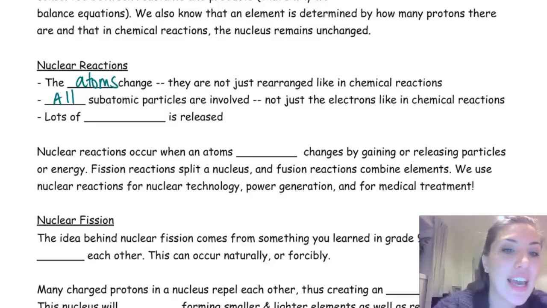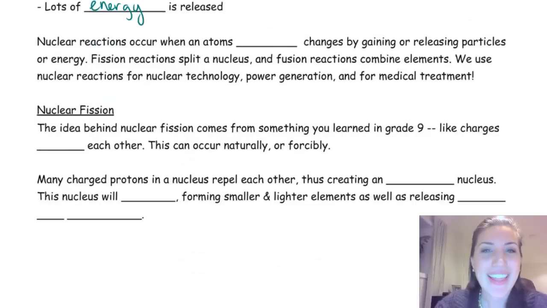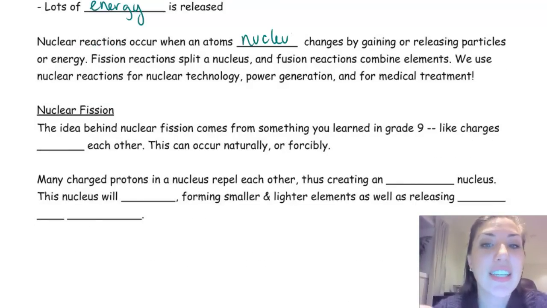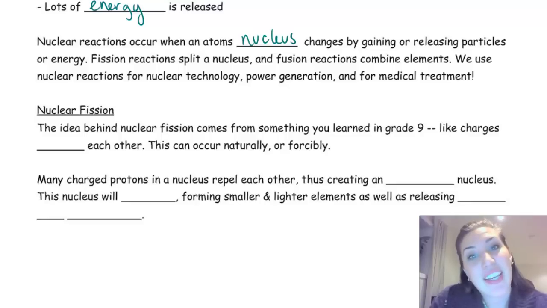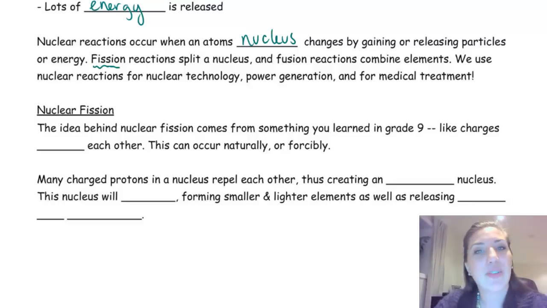And finally, energy should be our keyword of the day because we're going to talk about it over and over. Tons of energy is required and tons of energy is released for nuclear reactions. These occur when an atom's nucleus changes by either gaining or releasing particles or by gaining or releasing energy. We'll talk about two kinds. One is fission, and that is a reaction that splits a nucleus, and fusion combines elements.